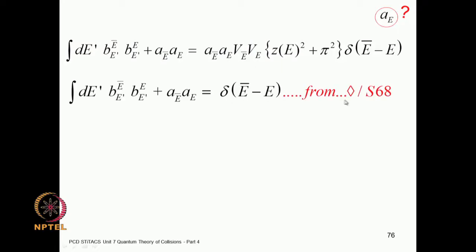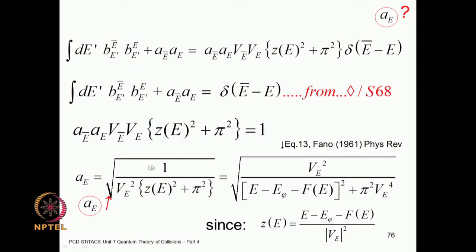Now, this is the relation that we have referred to earlier from slide 68, which I had indexed by a diamond. And now, if you look at these two relations, it is obvious that this factor over here must be equal to unity. The left hand sides of both the equations are the same, the right hand sides are very nearly the same except for this factor, which must be equal to 1. And that tells you what the coefficient A E must be. This is what we were looking for.